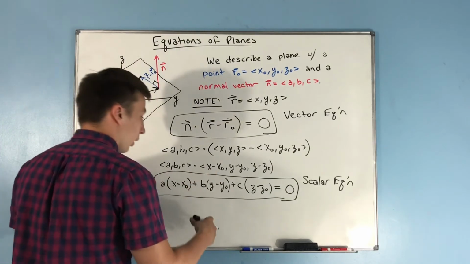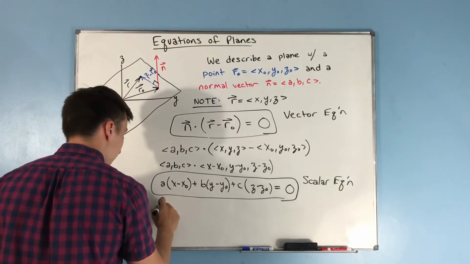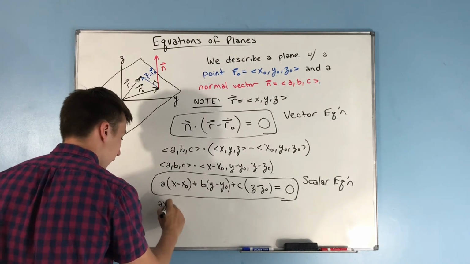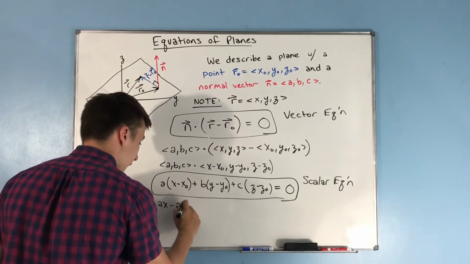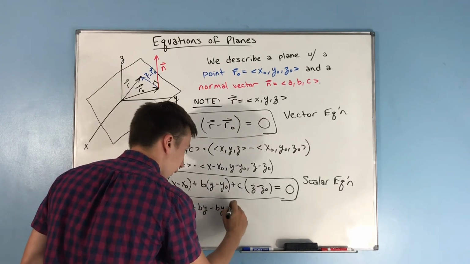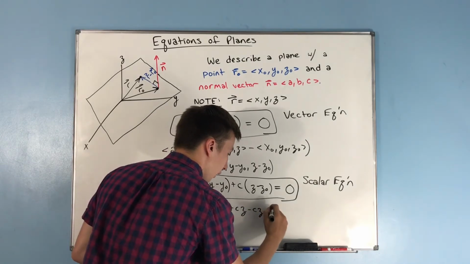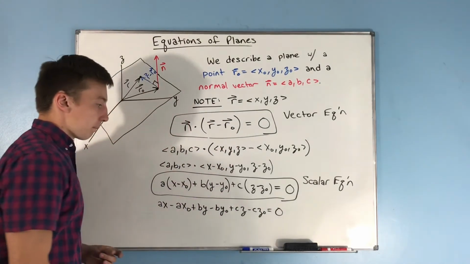Next, we have one more equation left, and all we need to really do is distribute this a, b, and c. We get ax minus ax naught plus by minus by naught plus cz minus cz naught, and that's going to equal 0.